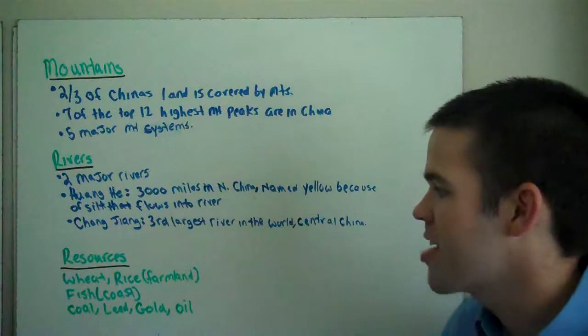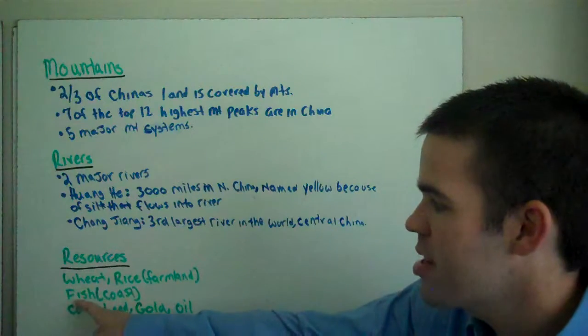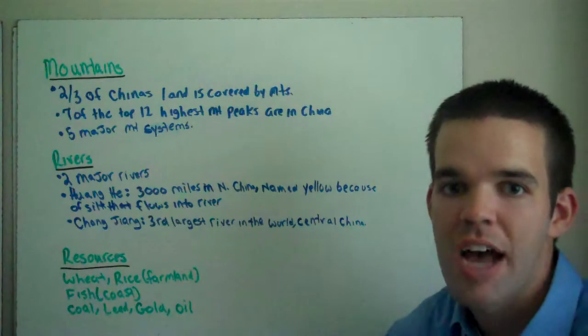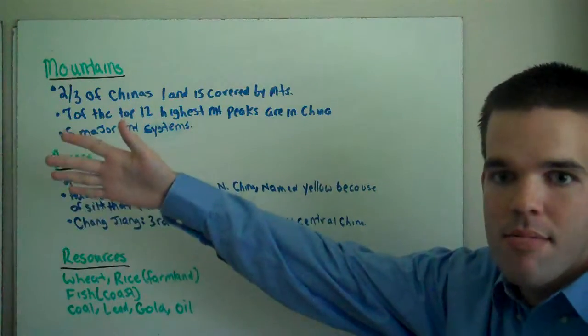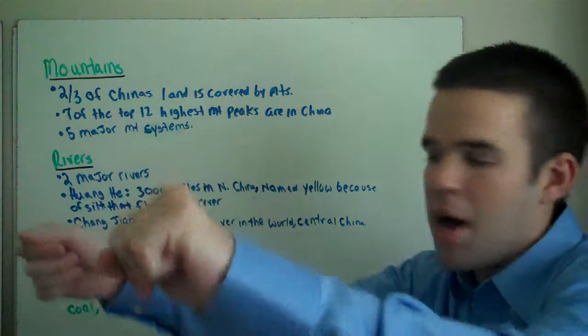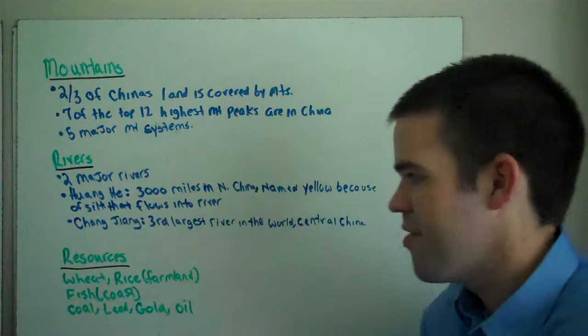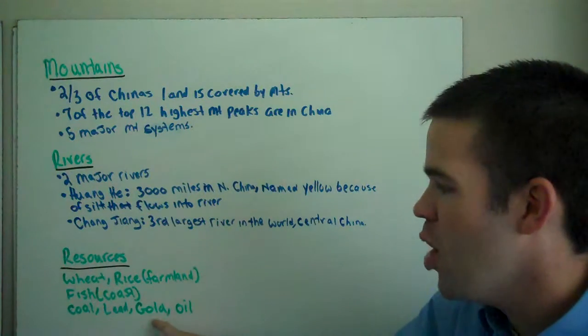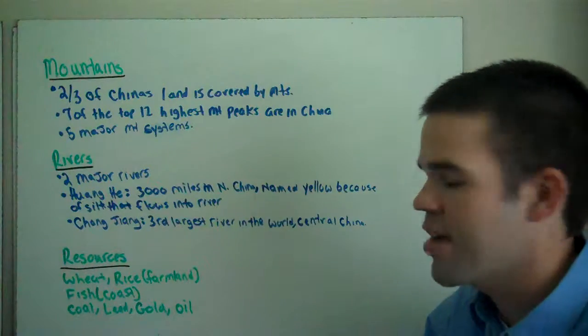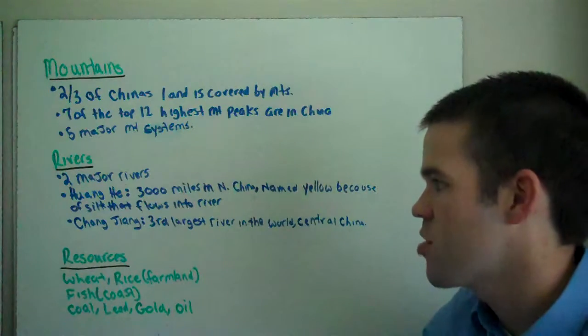Now on the coast of China, most people try to fish. Usually they take the large nets and they throw them out off their boats. Whatever they get, that's their fish. They also have coal, lead, gold, and oil. Those are several other resources that China is home to.